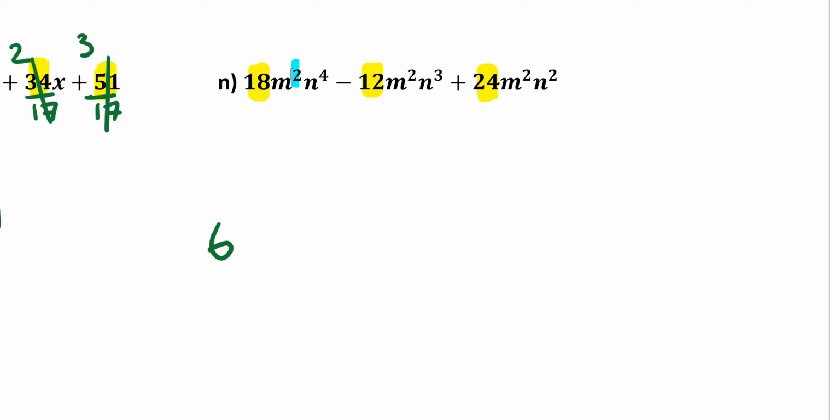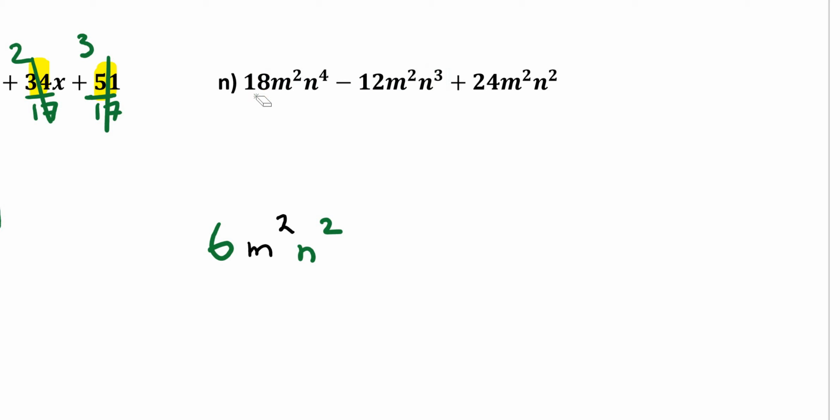All right, now let's take a look at the variables. M squared, and an m squared. Well, since they all have an m squared, the lowest number of m's you can take out is just going to be the same thing, m squared. And then all of them have a variable n. So the smallest number of n's that you can take out is n squared over here. So we would put n squared over here, and that would be our GCF.